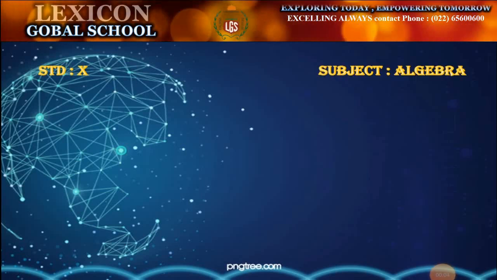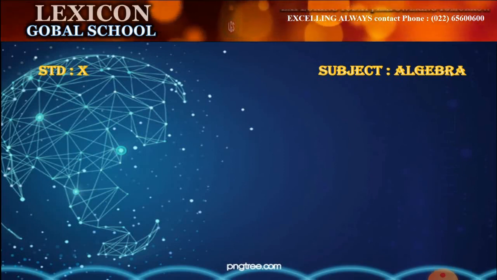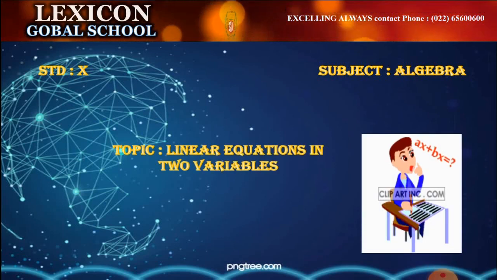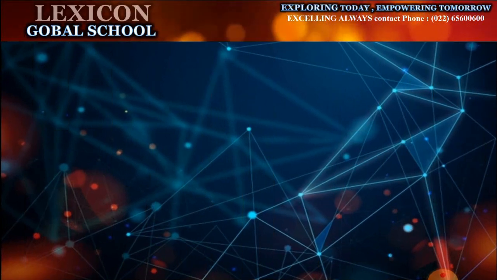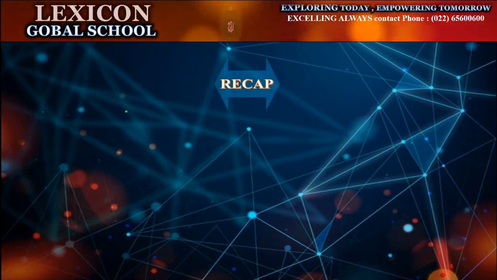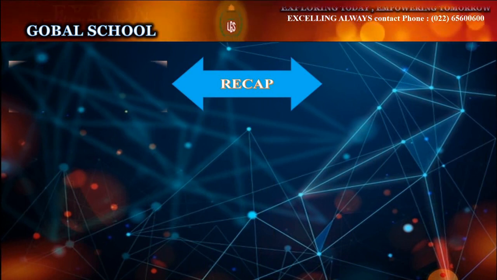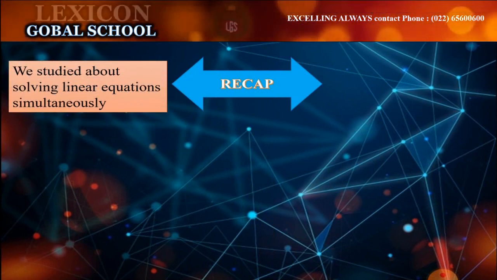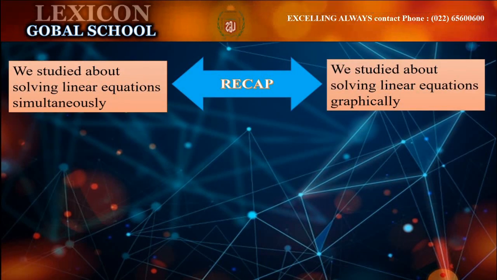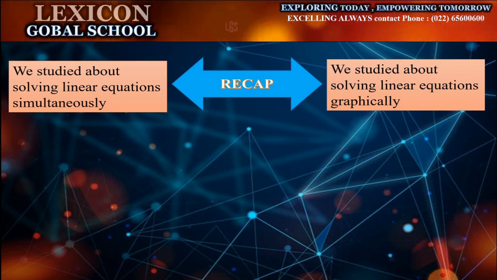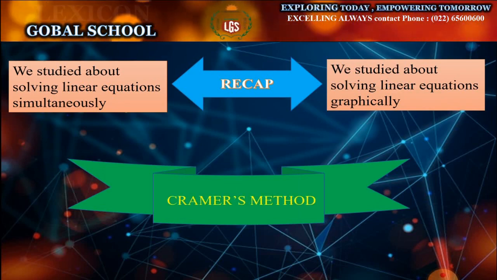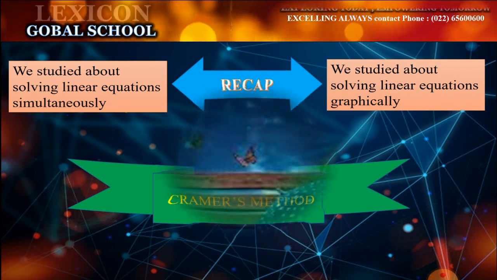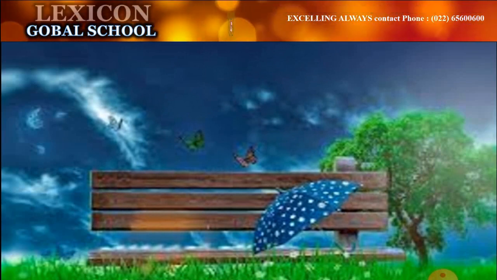Today we are meeting for algebra period and we are continuing with the chapter linear equations in two variables. Before we continue with the chapter, let us revise what we have done in the earlier lectures. We have studied about solving linear equations simultaneously. We also saw how to solve linear equations by graphical method. In today's lecture, we are going to study about CRAMER'S rule. So, let's begin and understand what is CRAMER'S method.